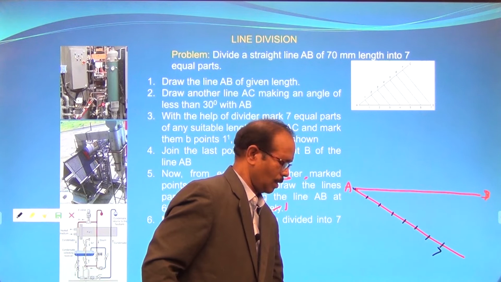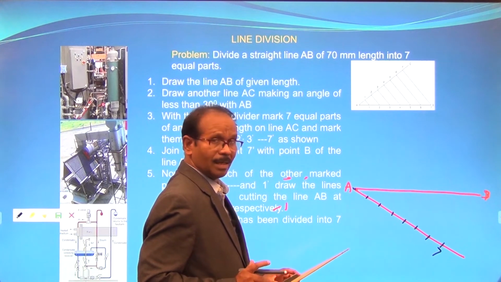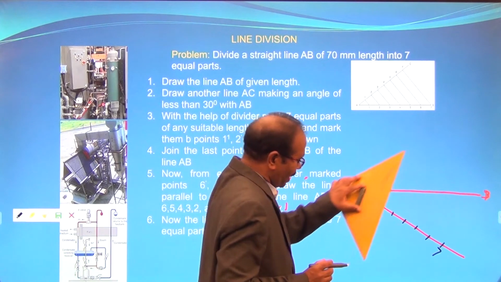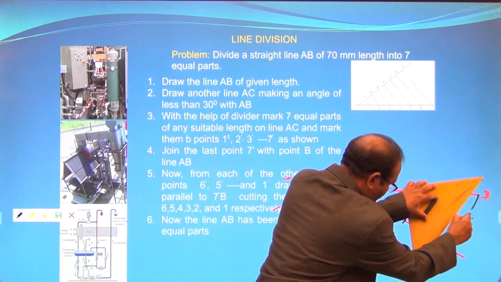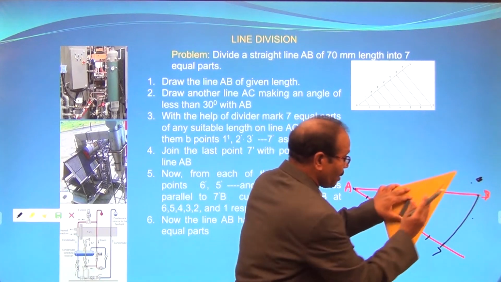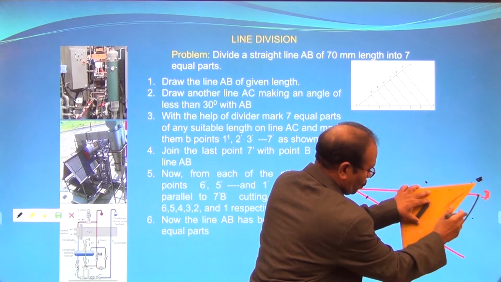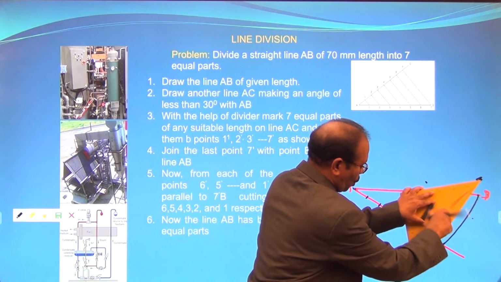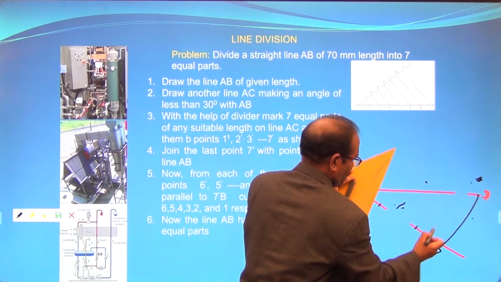Next step, join a line 7 to B. Draw a line joining 7 to B. Now set your minute after to this line. That line is 7B, and lock your equipment. Then proceed towards this one.